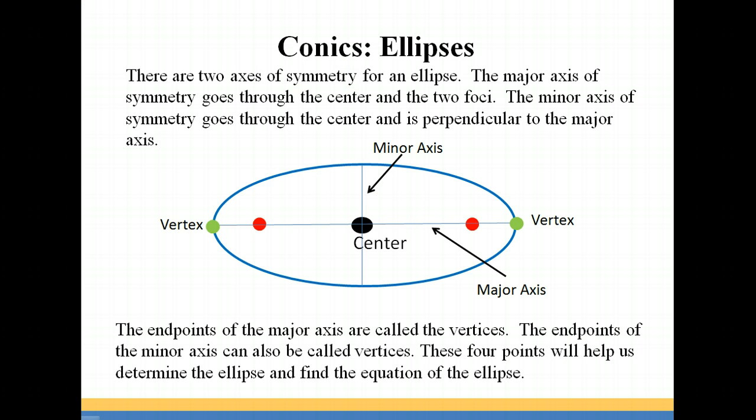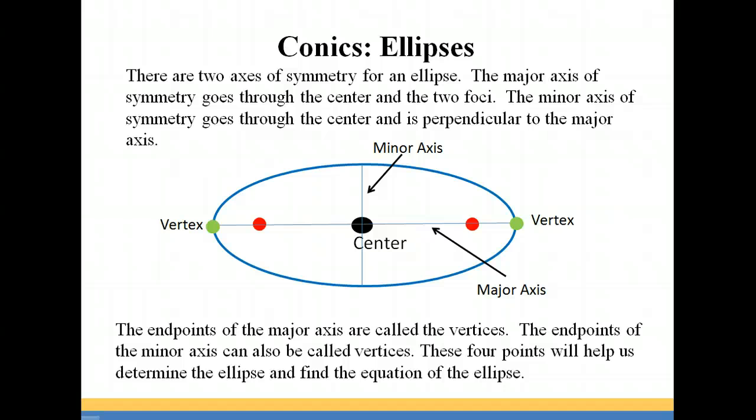Okay, so there are actually two lines of symmetry for an ellipse. There's what we call a major axis, which is the longer line of symmetry for the ellipse, and that one goes through the center as well as the focal points. The endpoints of the major axis are the vertices. We also have a minor axis, which is perpendicular to the major axis. The minor axis is shorter than the major axis. It also goes through the center, and its endpoints are sometimes also called vertices.